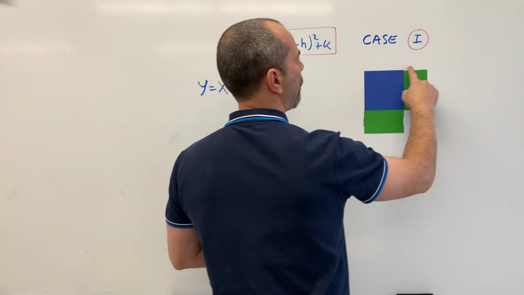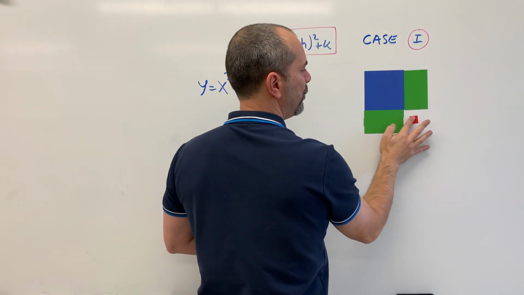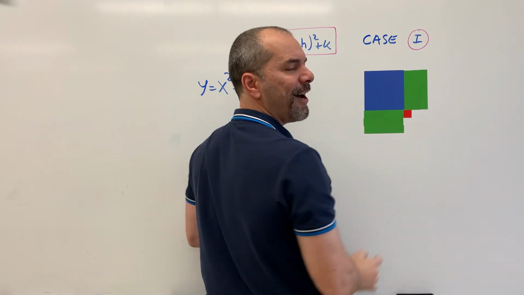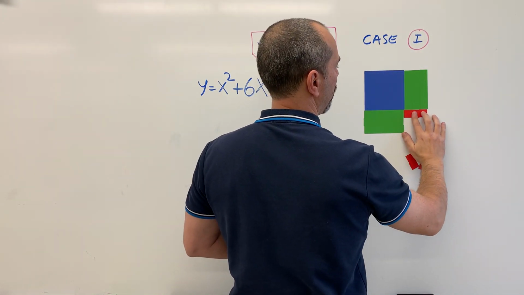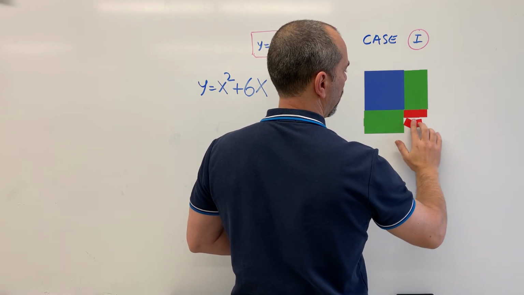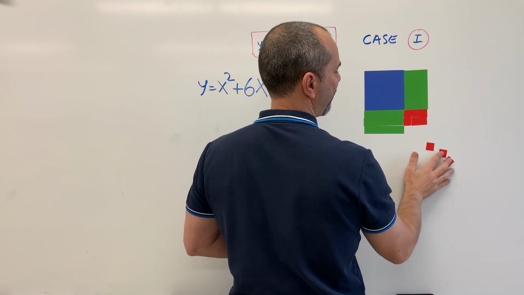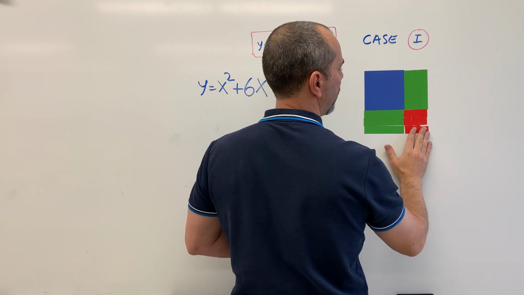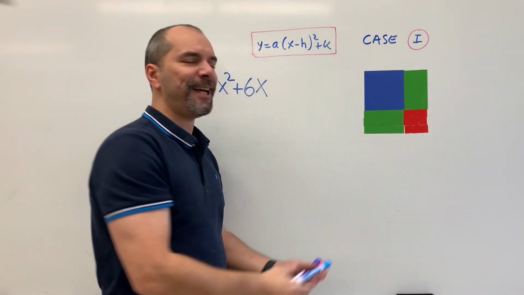Well, if I have 3 here and 3 here, this is a 3 by 3, which means that I need to put in 9 of the unit tiles. Let's see if I can fit them in. 3, and another 3, and another 3. Oh yeah, that completes a square. We just filled that square up.